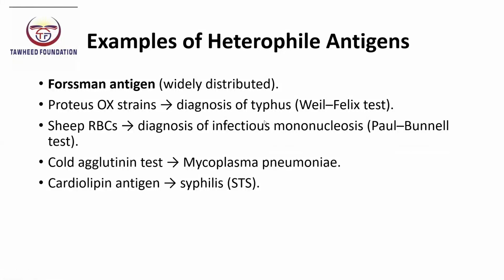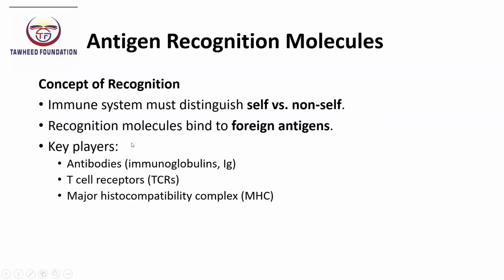So overall, heterophile antigens and these diagnostic antigens illustrate how antigenic cross-reactivity can be harnessed to detect infections that are otherwise difficult to identify directly. These tests are simple, rapid, and clinically valuable, making them important tools in medical microbiology. Thus, antigenic specificity highlights both the precision and the occasional cross-reactivity of the immune system.